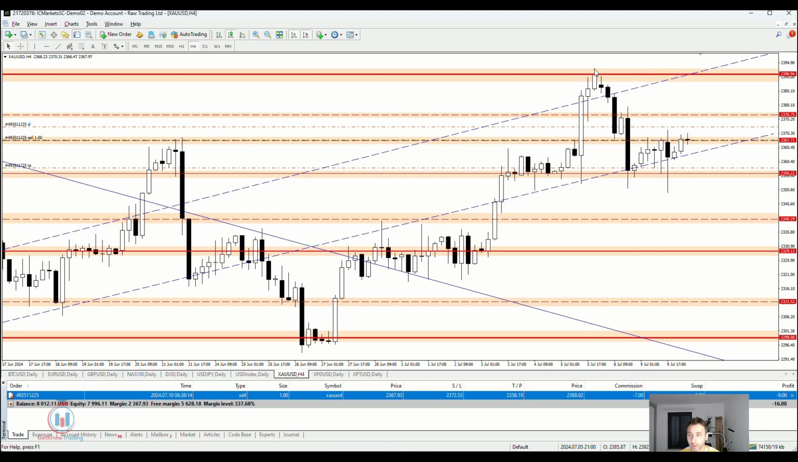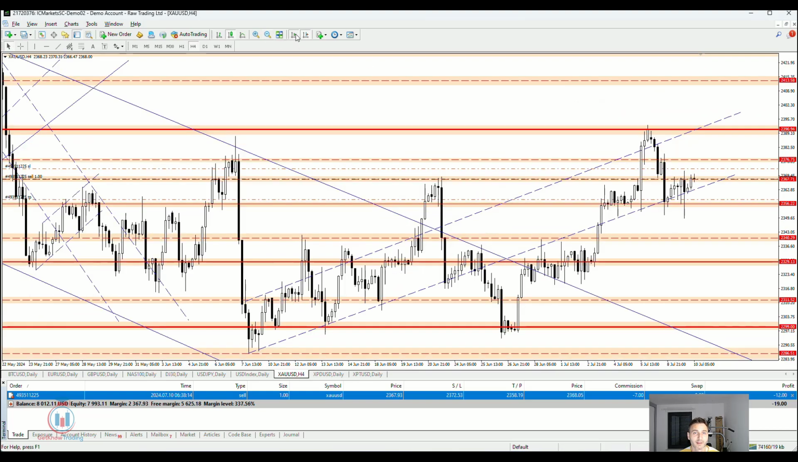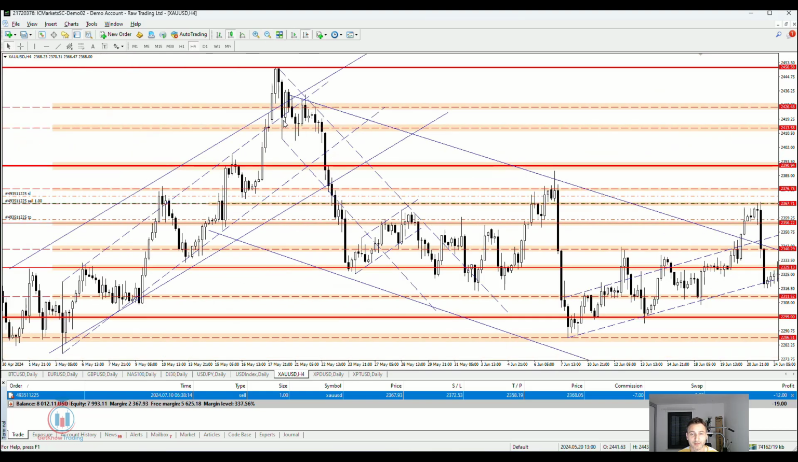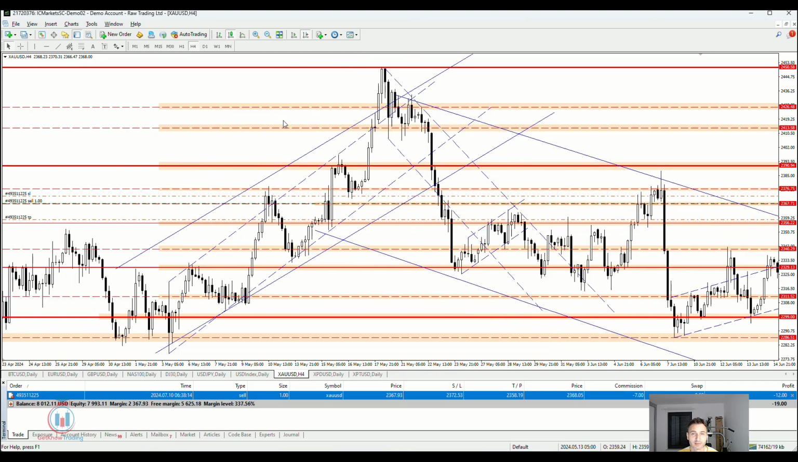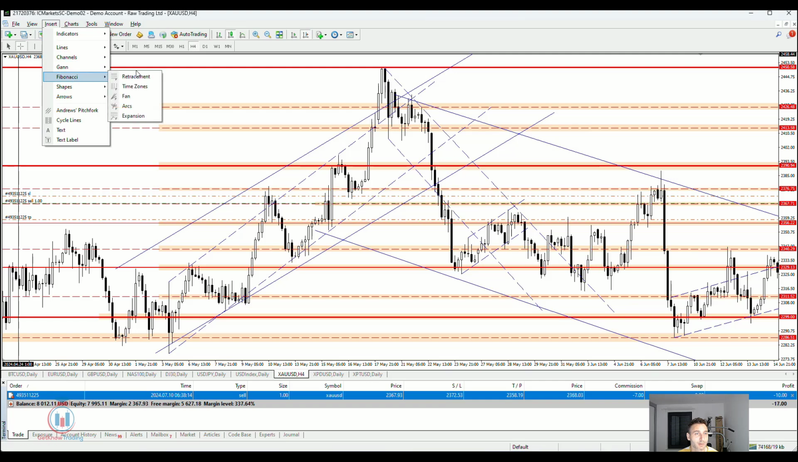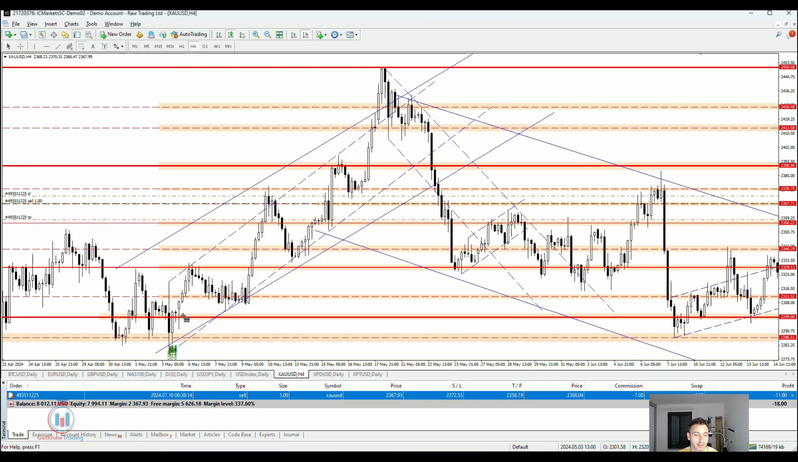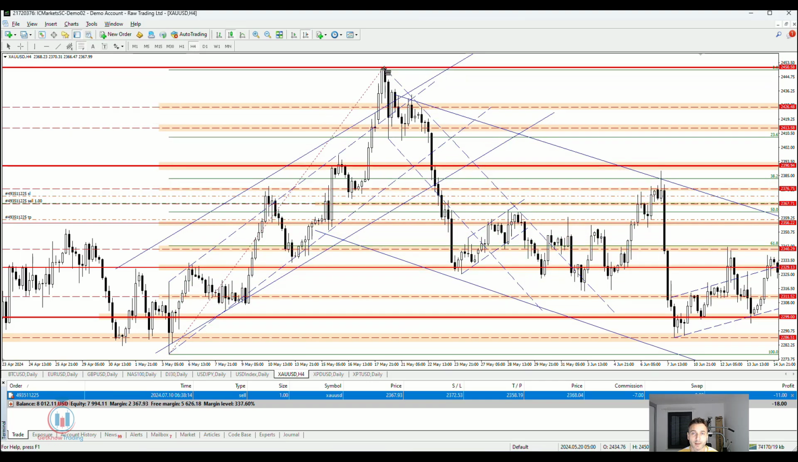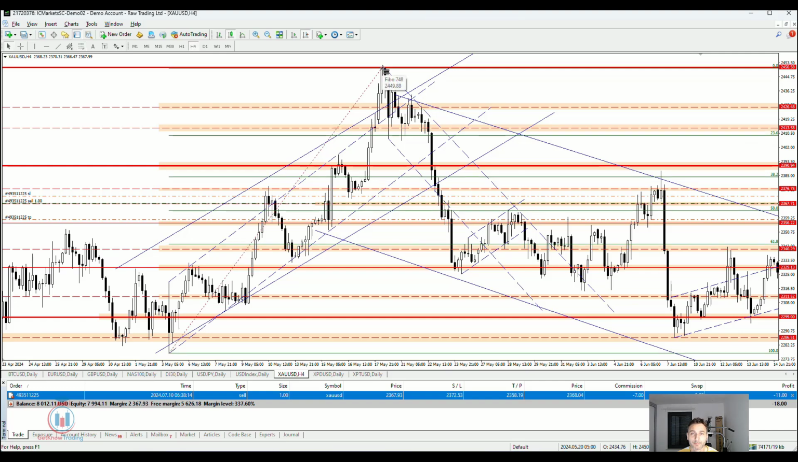Now let me show you one more example. Let's find another one where we could use these Fibonacci retracements. For example, let's take a look at this one, because the price has gone from this bottom to the upper side. Let's put Fibonacci retracements here, just to see whether these levels are in line. Let's put them here. Now here it is. Now let's see where these levels are.